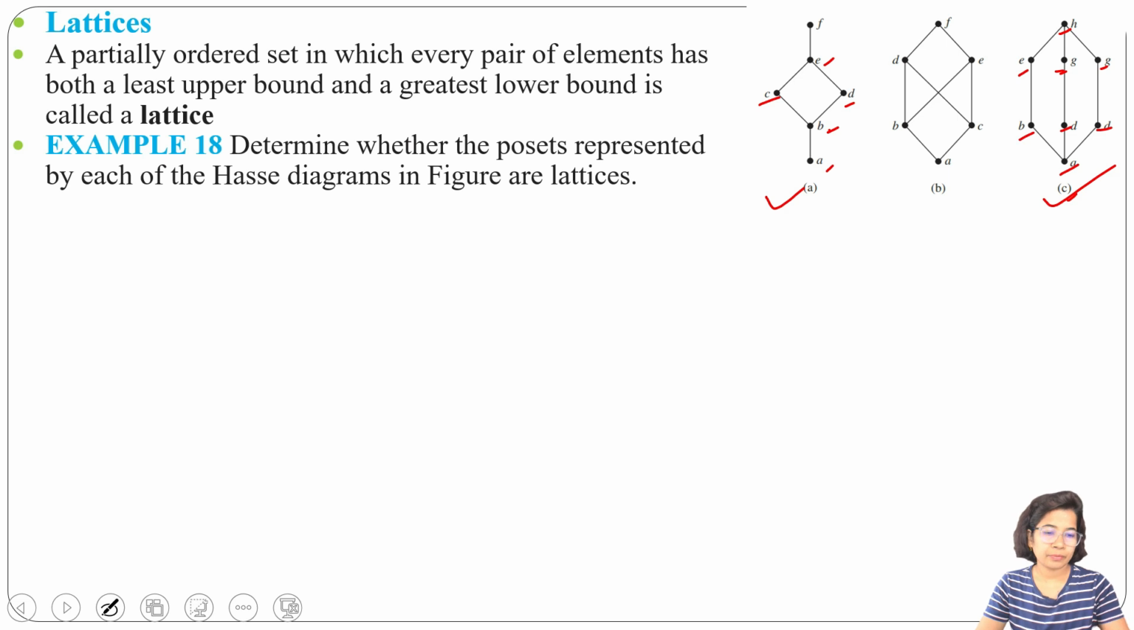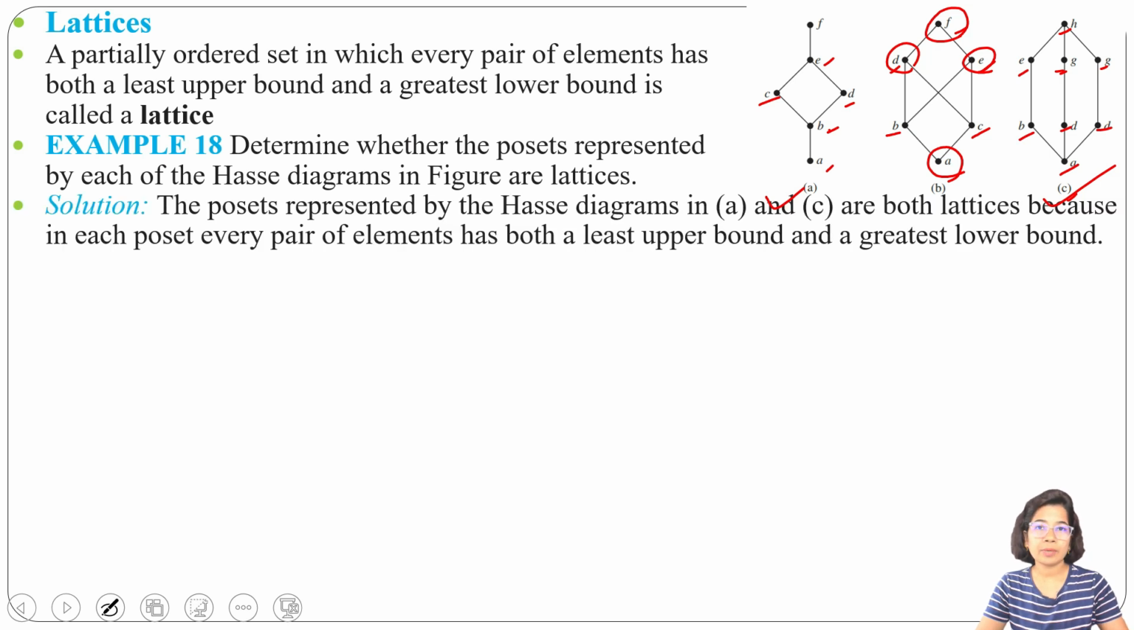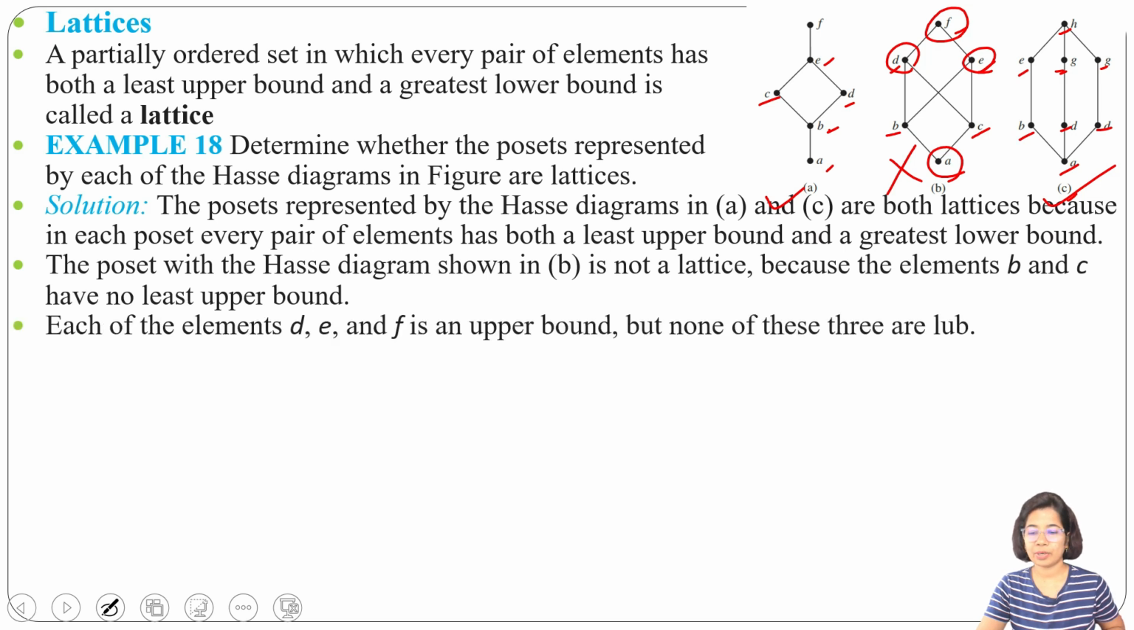Now check B. For B and C, the upper bounds are D, E, F. But which one is the least upper bound? We cannot find the least upper bound for B and C. Its greatest lower bound is A. Even for D and E, the least upper bound is F, but the lower bounds will be B, C, A. As we are not able to find GLB and LUB for every pair, this B Hasse diagram is not a lattice. So we found A and C are lattices while B is not a lattice.